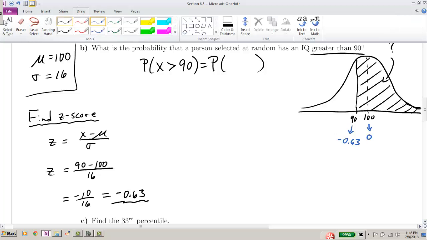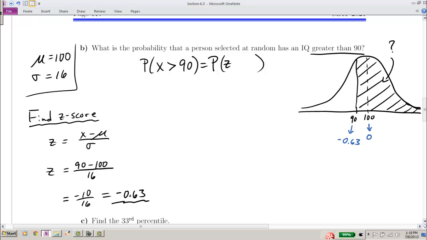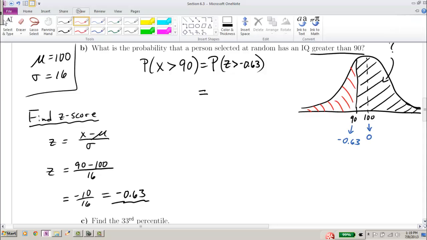and so now we want to know what's the probability that z is greater than negative 0.63. Now that's the area to the right of a given z-score, and our table will only give us areas to the left of a particular z-score. So we could use the table to give us this area right here if we look up negative 0.63. And if we do that, then all we need to do to follow up is subtract it from 1.